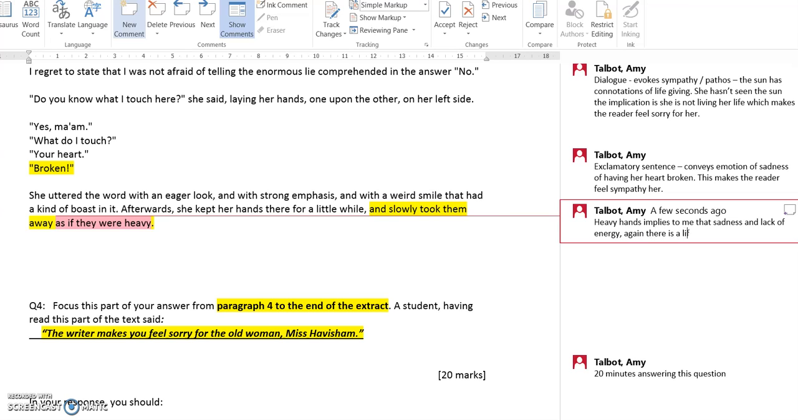And so again there is a lifelessness about her because of what she's gone through. She seems depressed. But there's also a hint of anger there as well. She seems depressed, which evokes a feeling of sadness for the reader. Okay? So these are all my annotations.